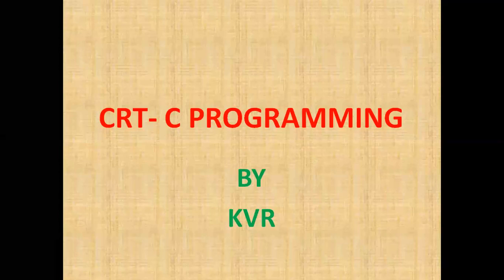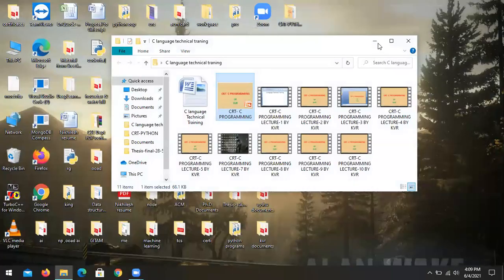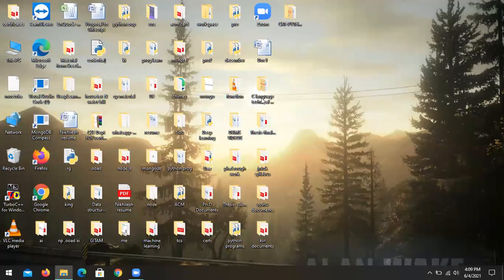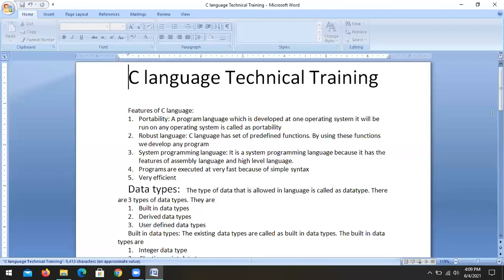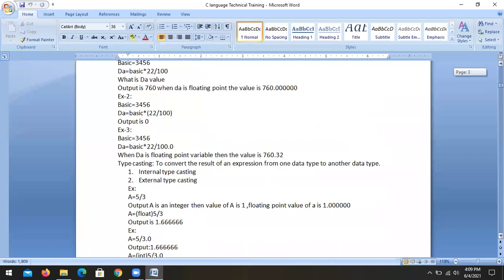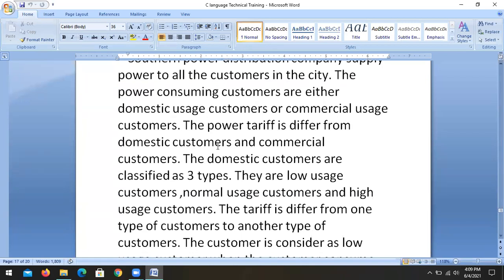Yesterday we discussed the problem statement of the LCT bill. In the LCT bill, the customers are classified into two categories: domestic customers and commercial customers. Domestic customers are again classified into three categories: normal usage customers, low usage customers, and high usage customers. This is the problem statement given yesterday.